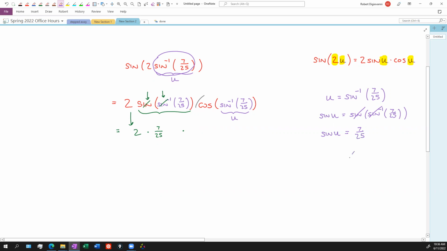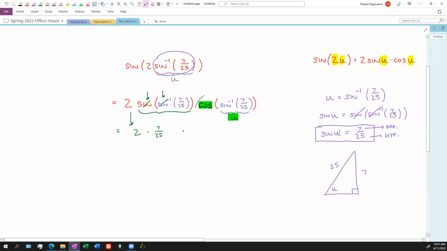So I'm going to draw an arbitrary right triangle. Now it's important, it has to be a right triangle. And this statement right here, that sine of the angle u is equal to 7/25, means that I can draw a triangle. I can call this angle u, and sine by definition is the opposite side over the hypotenuse. And so I can label the side opposite the angle u to be 7, and the hypotenuse to be 25. The reason I'm doing this is because ultimately, what we want to know is what is cosine of u.